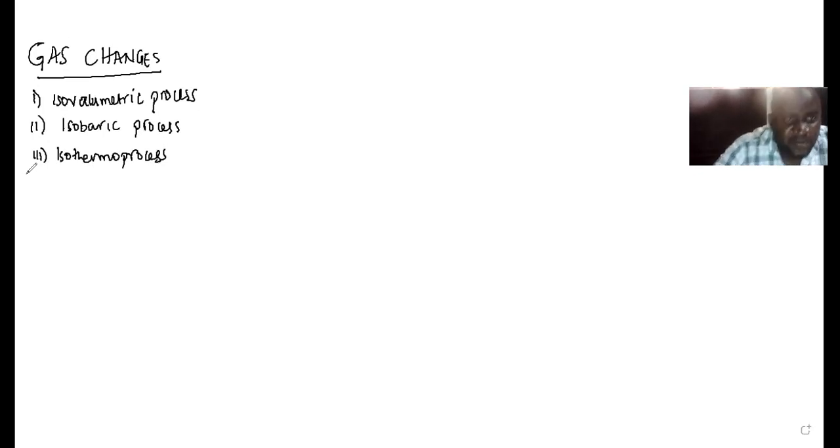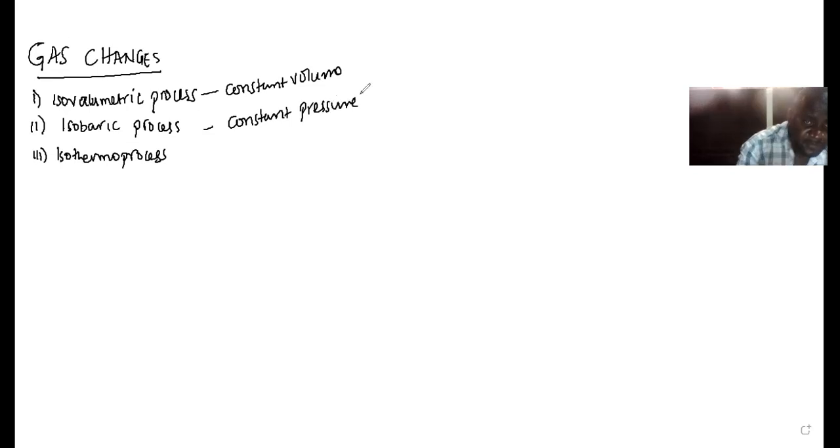In isovolumetric, we have a constant volume. So isovolumetric is the process that takes place at a constant volume. Isobaric is a process that takes place at a constant pressure. Isothermal is the process that takes place at a constant temperature.